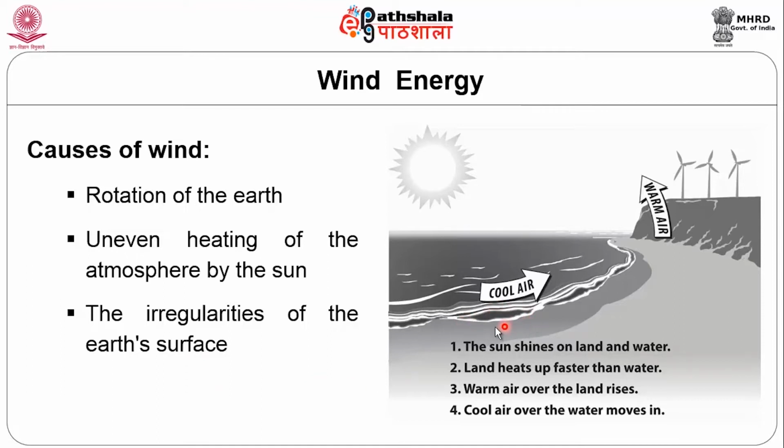And here you see some cold air on the sea side and warm air on the land. So, from the sea side to the land side, the wind is flowing. Because of the cold, the density of the air is high, and because of the warm condition, the density of the air is low, and from higher density to lower density, the wind is flowing.